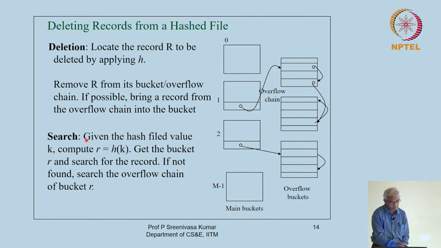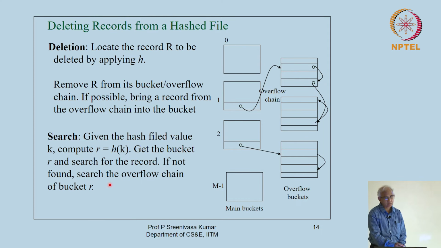So search can be done as follows: given the hash field value k, compute R, which is the hash of k, get the bucket R, and search for the record. The main cost is getting the bucket, that means getting hold of those consecutive file blocks. Once you get them into main memory, the searching is fast.